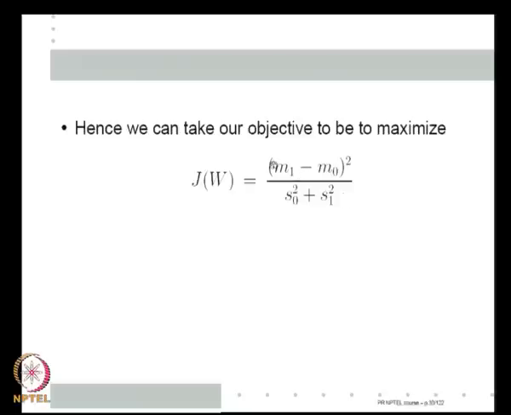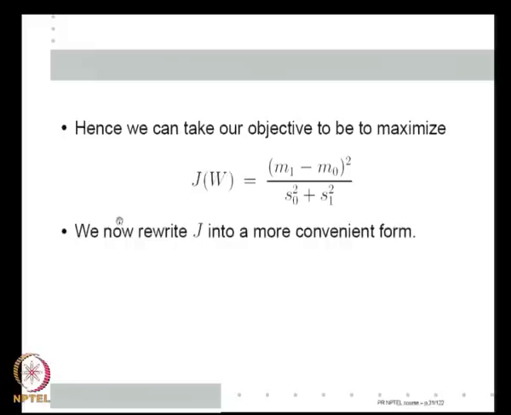So, we want to maximize the difference between the means in the projected space relative to the variances. Okay. This of course is also scale independent, that is not really evident right now, but we will see it by rewriting this in a more convenient form. Okay. To rewrite this in a more convenient form, let us start with the numerator.